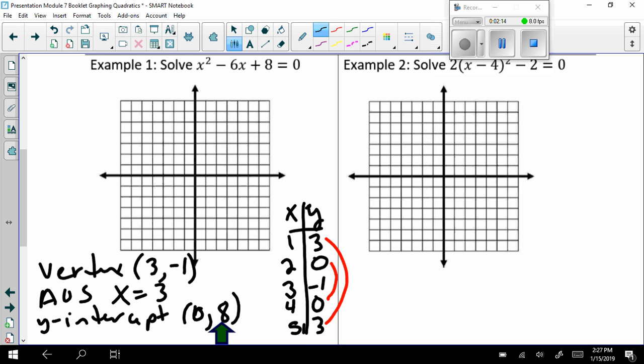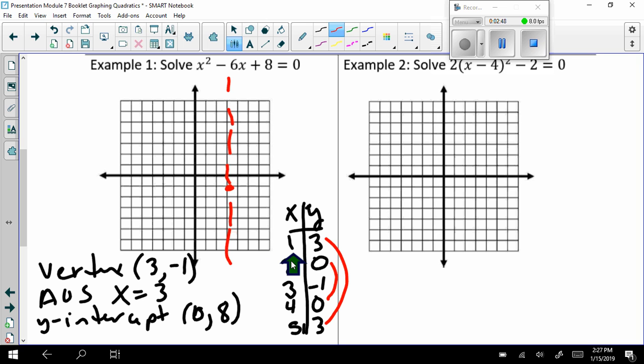So I did a bunch of scrap work beforehand, just so that we didn't have too long of a video with too much work. I'm going to go ahead and plot my points. So starting with my vertex, I like to do that one first, 3 comma negative 1. I'm going to go to the right 3 and down 1. So that's my first point. And then I'm going to go back and draw in my axis of symmetry. So that's the vertical line that goes right through the center there.